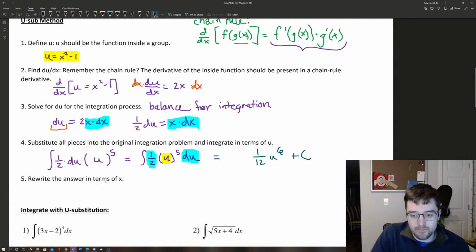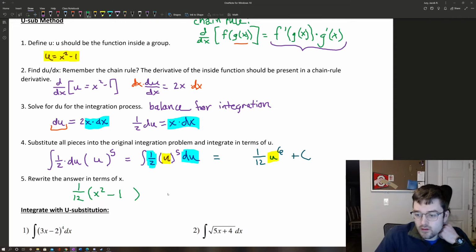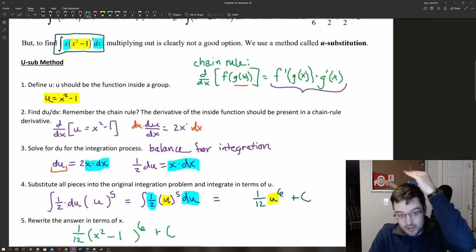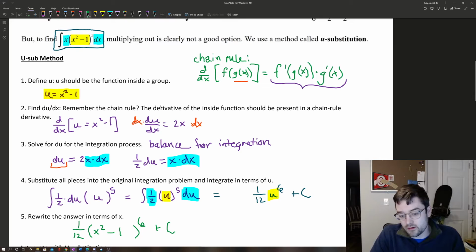So I need to go back and remember what I replaced with what. And the only thing we have to resubstitute is u. So we need to resubstitute u back into the equation. So 1/12, u was x squared minus 1, to the sixth plus c. So that's our final answer for the integral of that function right there.